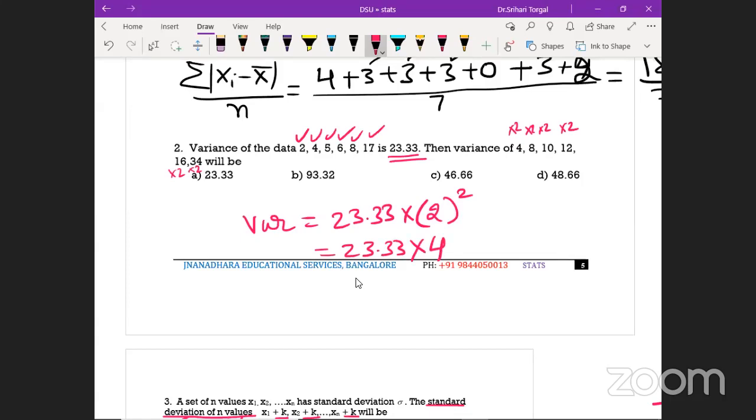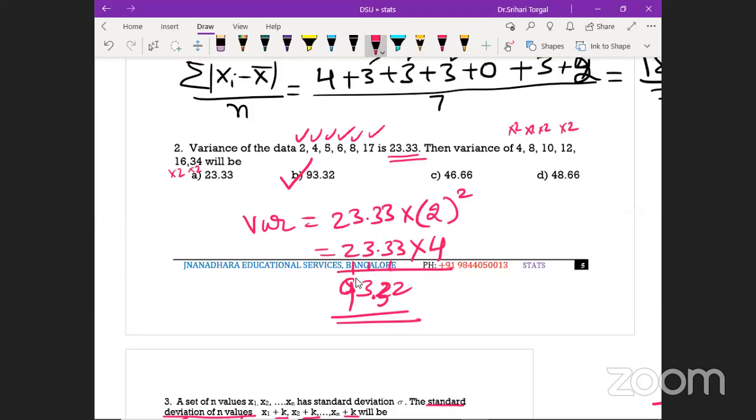23.33 into 4. 4 2 is 8 plus 1, 9. 4 3 is 12, carry 1. 4 3 is 12 plus 1, 13, carry 1. 4 2 is 8 plus 1, 9. So 93.32, option B is the right answer. I think all of you are getting this idea, right?